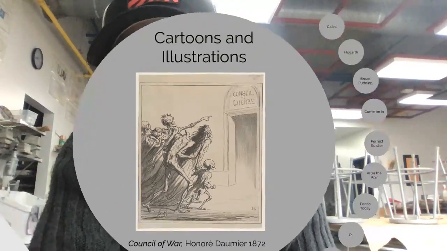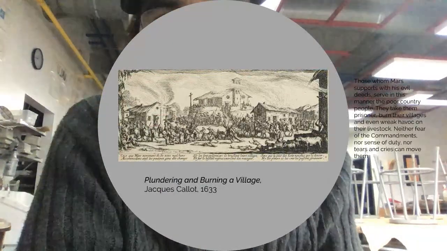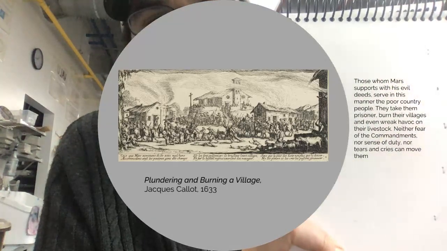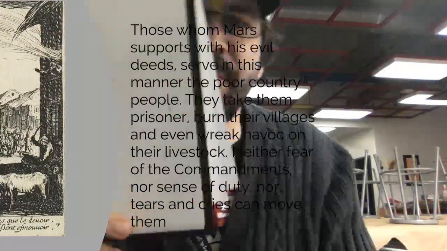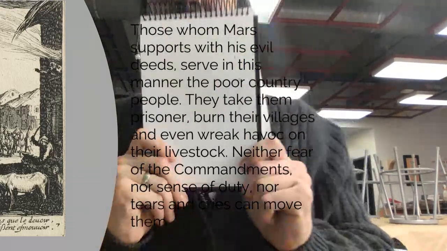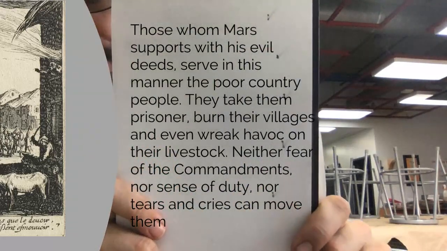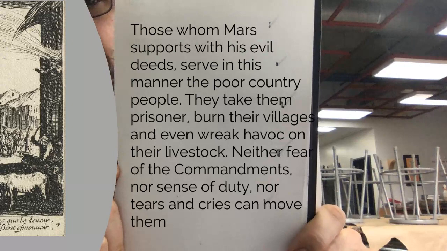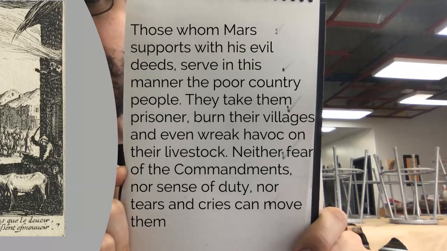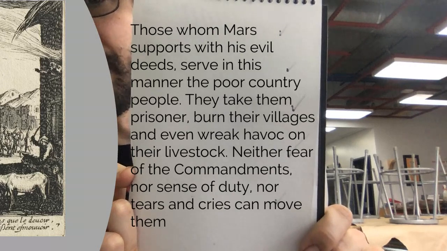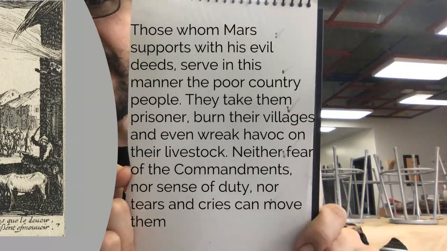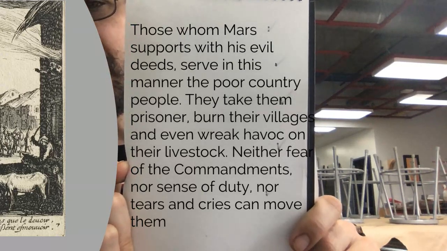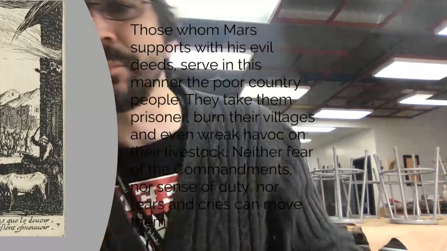So let's take a look into the beginnings here. Let's take a look at this Callot piece. All right, we'll read the caption. Those whom Mars supports, Mars being the god of war, with his evil deeds, serve in this manner the poor country people. They take them prisoner, burn their villages, and even wreak havoc on their livestock. Neither fear nor commandments, Ten Commandments, nor sense of duty, nor tears and cries can move them.